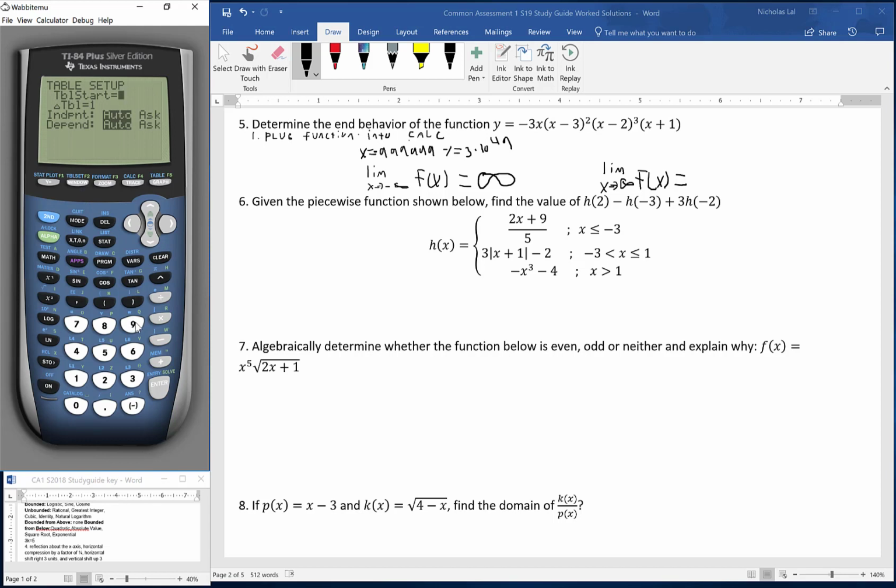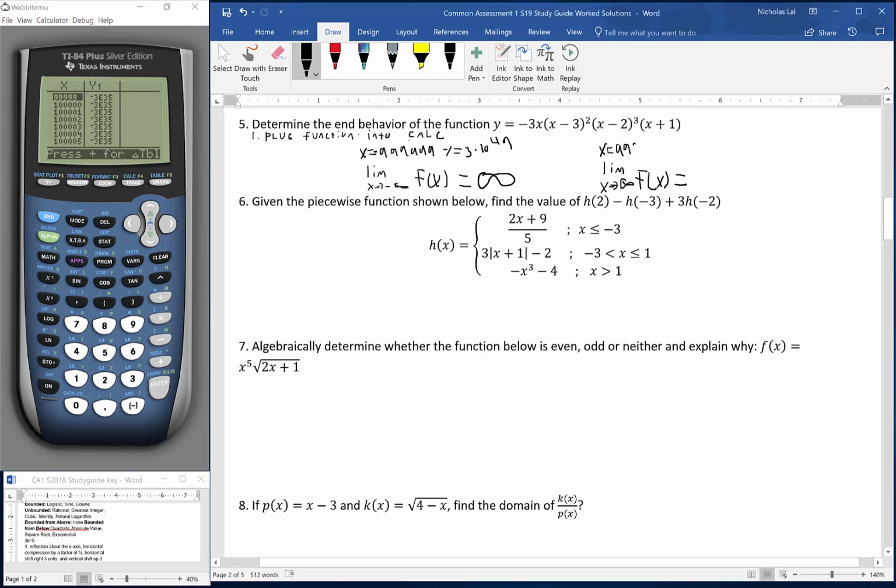Now, if x is equal to positive 99,999, so a really big number, we go to our table. Once again, when x is equal to 99999, y is equal to negative 3 times 10 to the 35. So a negative number that's really big. So that means f of x is going to be approaching negative infinity as x approaches infinity.